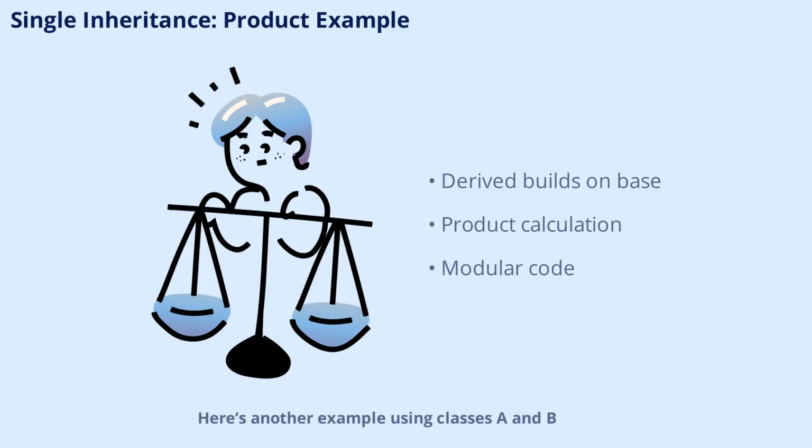Here's another example using classes A and B. Class B inherits from A and adds its own methods. By calling setB, we can set values for both A and B and then calculate their product. This demonstrates how derived classes can build upon the functionality of their base classes, making code more modular and reusable.